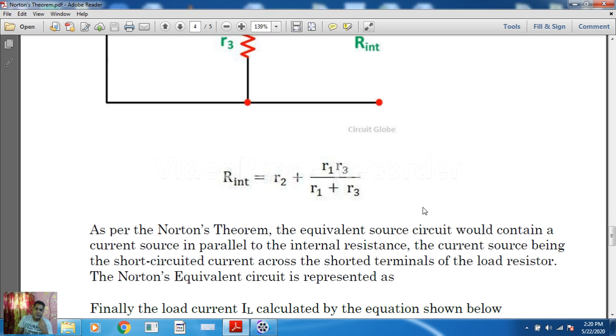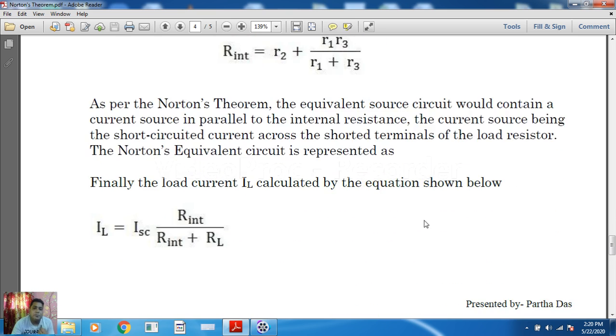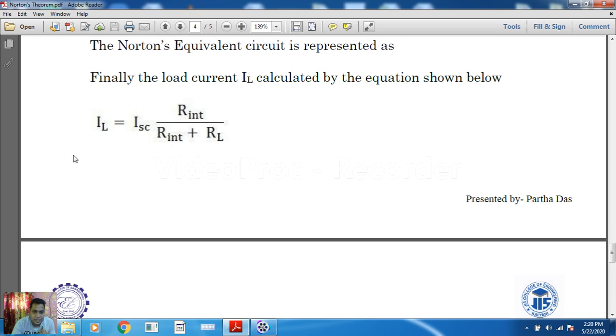Now if I ask you to find the current flowing through this RL, we just apply the current division rule. IL is equal to the total incoming current. As we can see, there is a current source, and after that there are two resistors. From the current source, current comes, then after that node it divides between two resistors: one is the equivalent resistance, the second is the load resistance. Since it divides between two resistors, we can directly apply the current division rule.